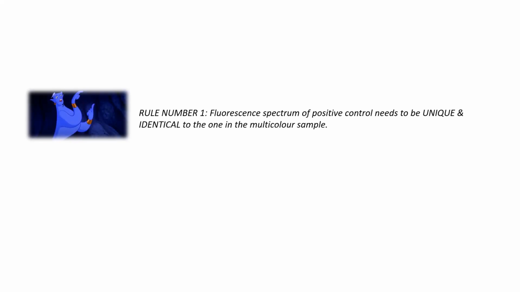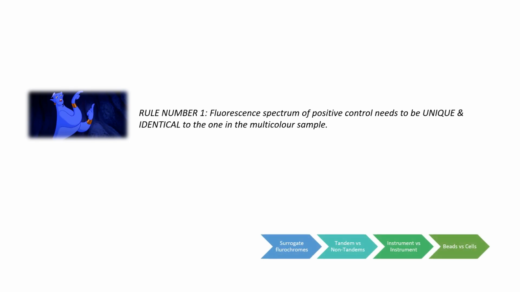First of all, we will discuss rule number 1, that the spectral signature of the positive reference needs to be identical to the one in the multicolour sample and unique in the panel. I have divided this into 4 topics of discussion. We will discuss using one fluorochrome as a surrogate for another. We will discuss non-tandem versus tandem fluorochromes and their identity. We will talk about minor differences in instrumentation. And finally, we will talk about the eternal choice, beads versus cells.